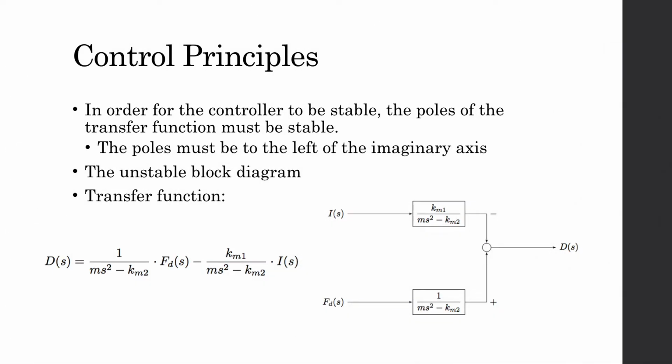To get the stability of the system, the poles of the transfer function must be stable. And what we learned in class, this means that the poles must be to the left of the imaginary axis on the S-plane. On the bottom right, you see the unstable block diagram, and on the bottom left, we see the unstable transfer function. For the purposes of finding the poles of the transfer function, we set the disturbance equal to 0 because it is an unknown force at this time.